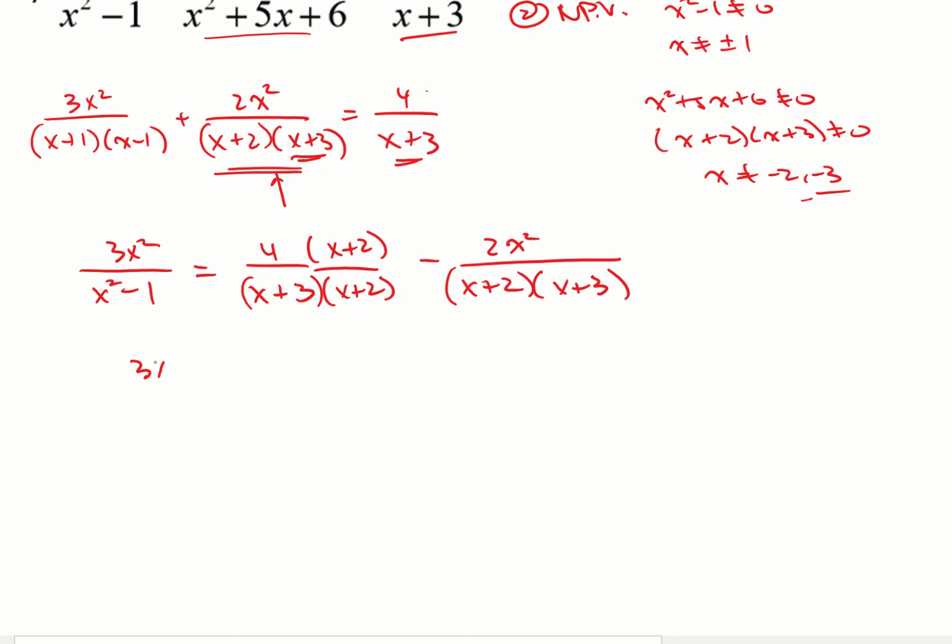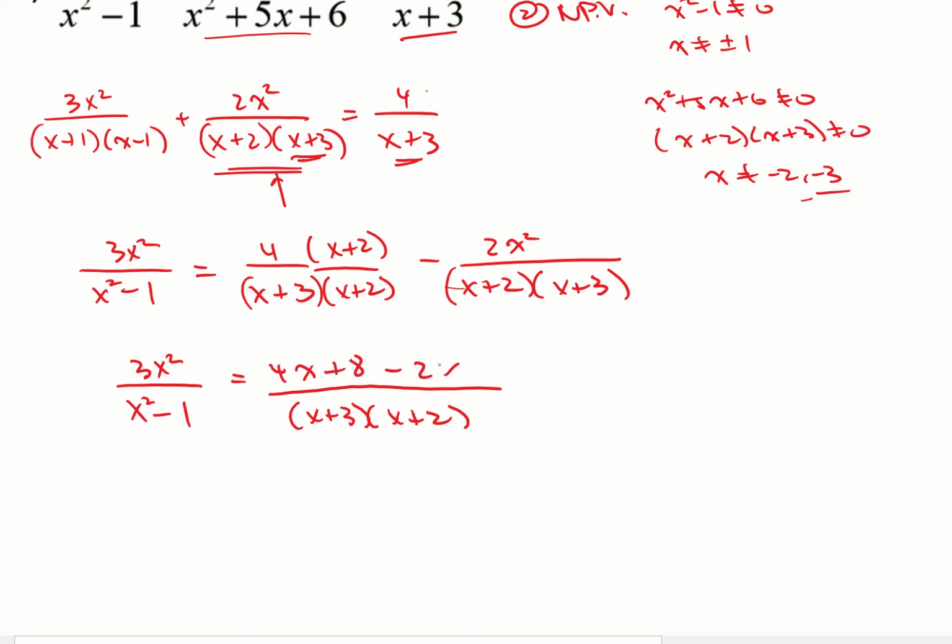So now you go 3x squared over x minus 1 is equal to, now you see how the two terms on the right have the same denominator? So you can put them all together: x plus 3 times x plus 2, and then everything on the top now becomes 4x plus 8 minus 2x squared.